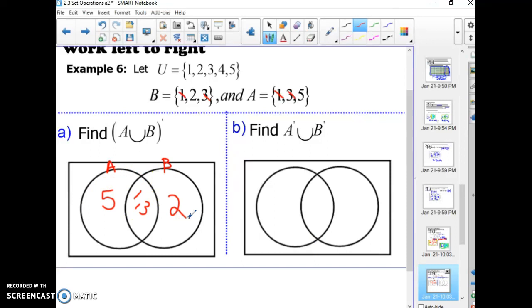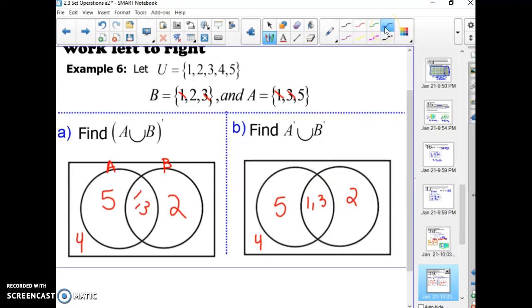And then I have the numbers 1, 2, 3, 4, and 5 as my set. So I got 1, 2, 3, 4 is on the outside. So these have to be set up the same. So I'm just going to come over here to this one and write that same information down over here.